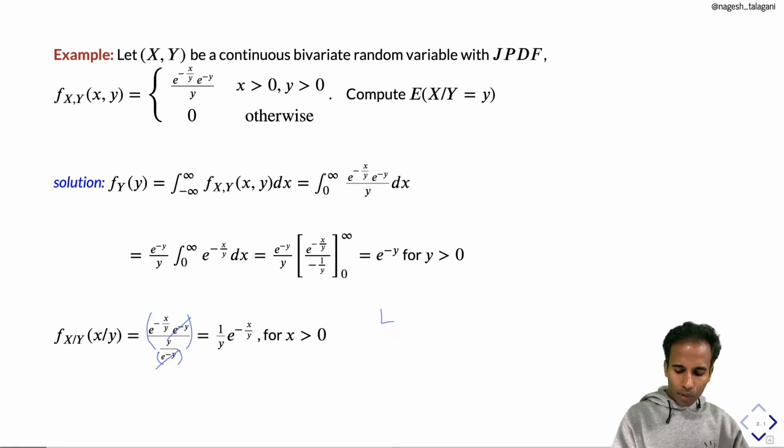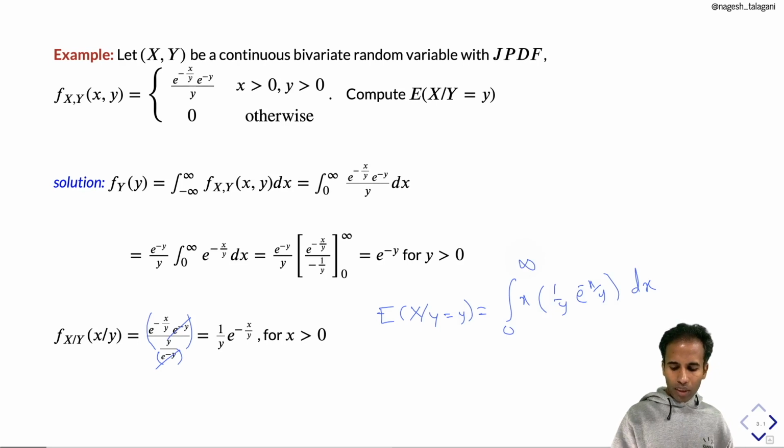Now let's compute the expectation of x given y equal to y. So this is going to be what? Integral x times the conditional PDF that we got, which is 1 by y e power minus x by y, integration with respect to x. The x limits are 0 to infinity. Okay. So let's find out this integral.